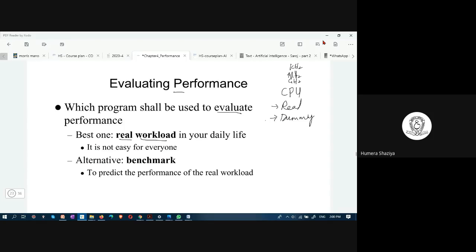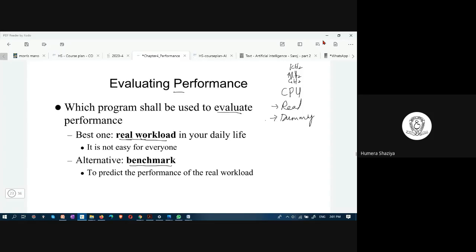Here you can evaluate the CPU performance by using real world data. Presently I am using my laptop. I have to execute and check and verify what the performance is. This is quite difficult. Everyone can't do this. Therefore, there is a benchmark, meaning a standard.